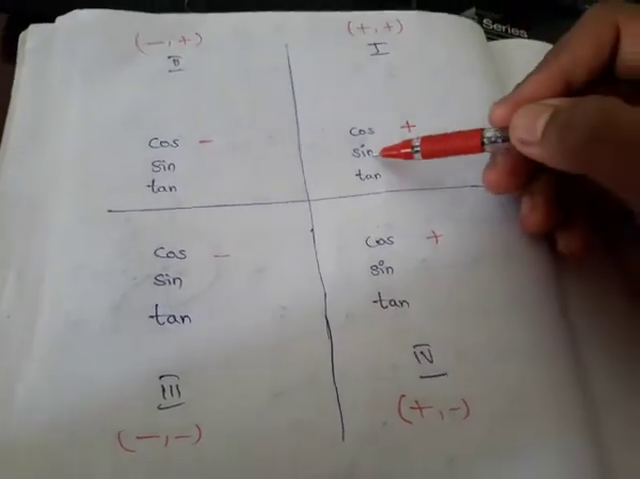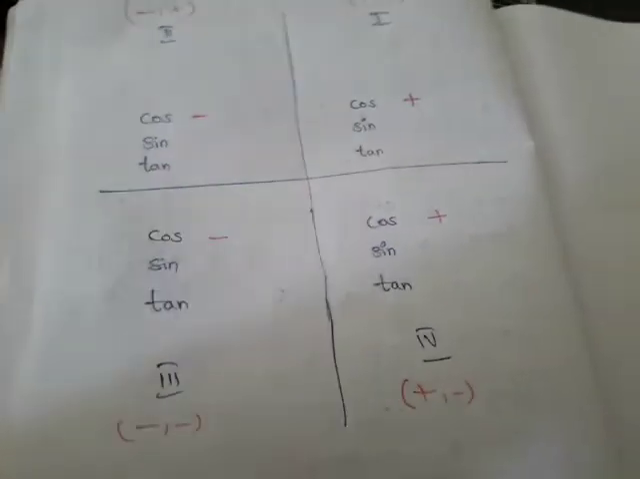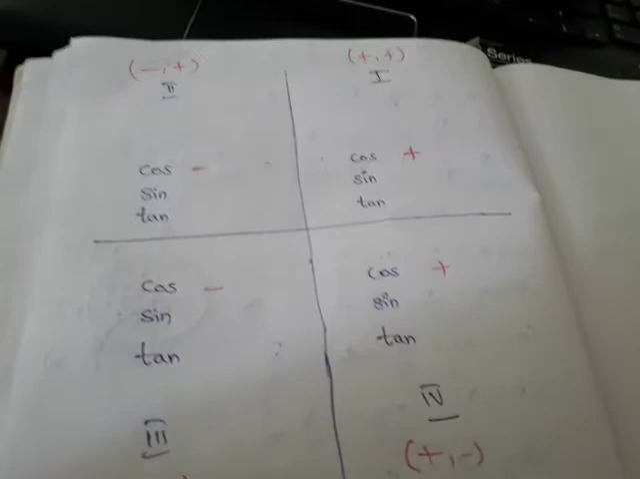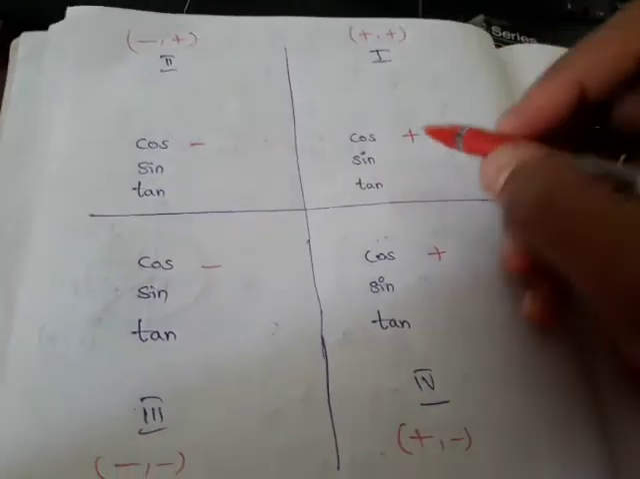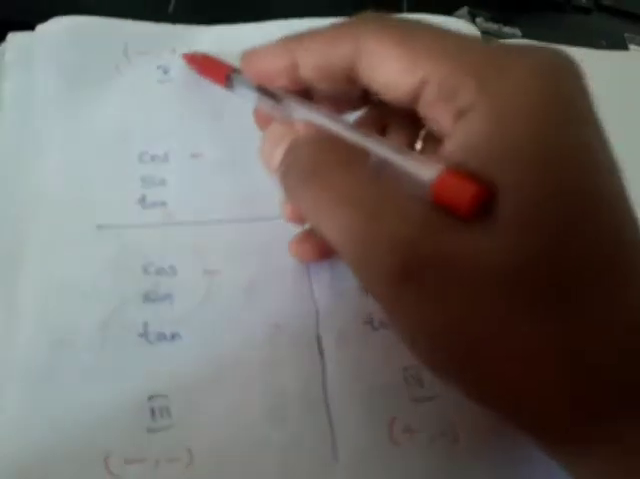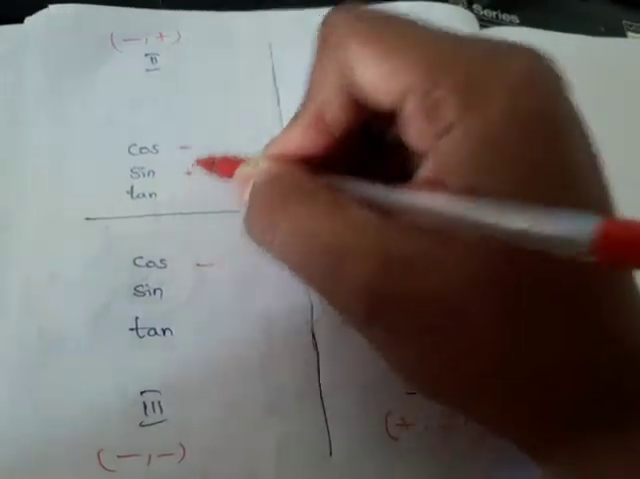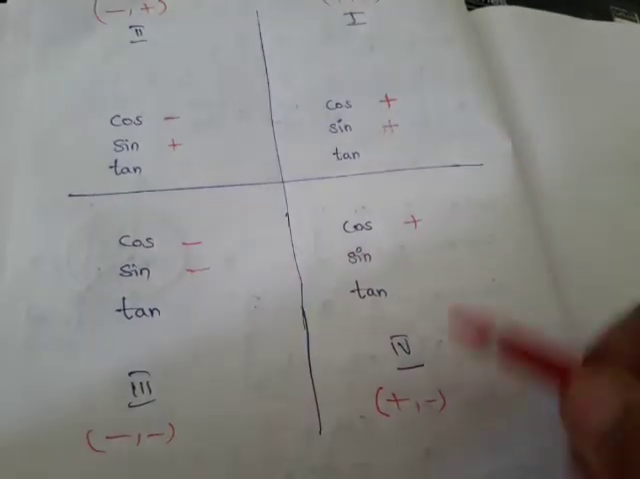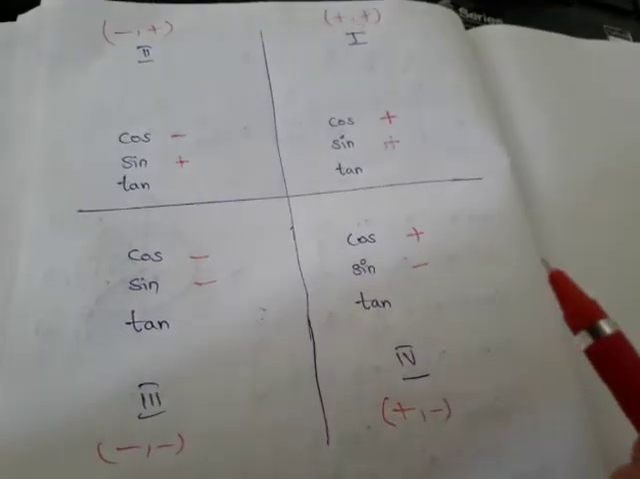Now come back to sine. Sine depends on the y coordinate, right? Now if you check the y coordinate, here it is positive. And in the second quadrant the y coordinate is positive, so it will become positive. And here the y coordinate is negative, so this will become negative, and here also negative.